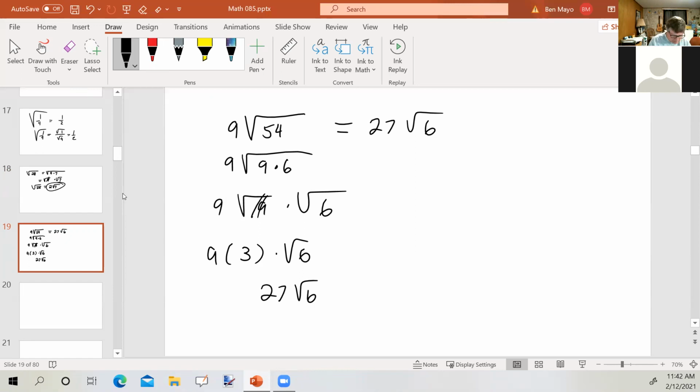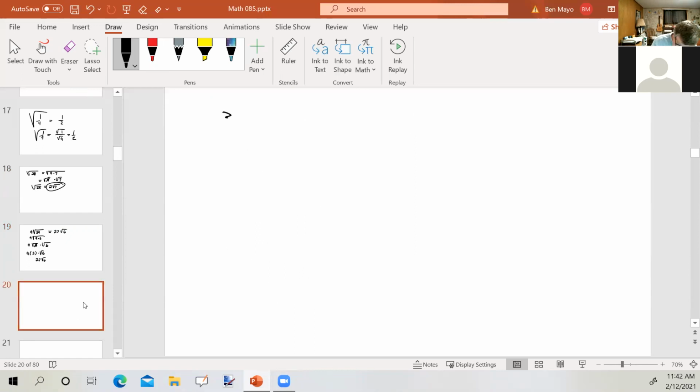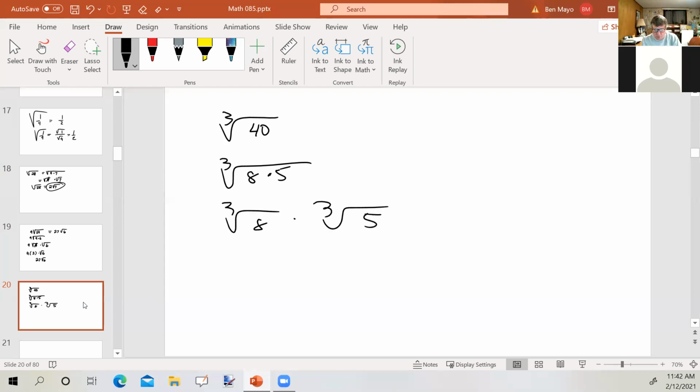Okay, let's see here. The cube root of 40. Well, now my index is a 3 instead of a 2. So I'm looking for factors that are cubes rather than squares. Well, 40 is 8 times 5. 8 is a cube. So we could split it up: the cube root of 8 times the cube root of 5. The cube root of 8 is 2. So I get 2 cube roots of 5 as my final answer. Any questions about that? No.